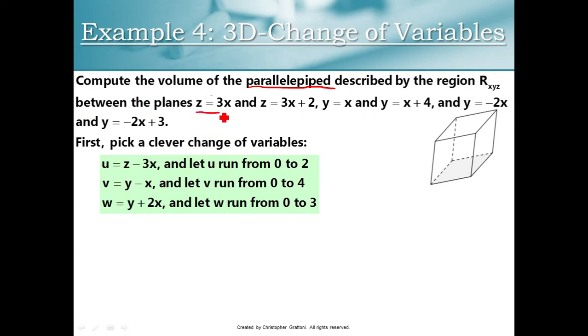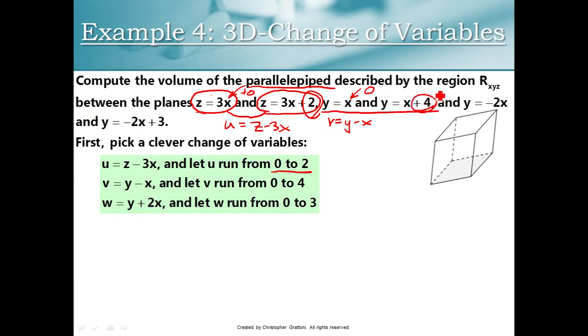So if you look here, you have your z equals 3x and your z equals 3x plus 2. You could use that to say, hey, maybe u should equal z minus 3x. Let's see if u equals z minus 3x. Looks like u is going to go from 0, there's a plus 0 on this, to 2. Similarly, I have this y equals x and y equals x plus 4. These are planes, not lines. I know that looks like an equation for a line, but it's a plane. I'm going to do v equals y minus x, and it looks like v goes from 0 to 4, just like you can see in the green box here.